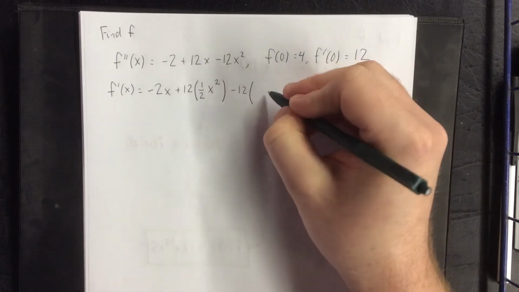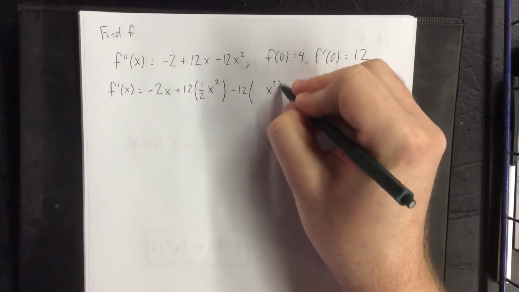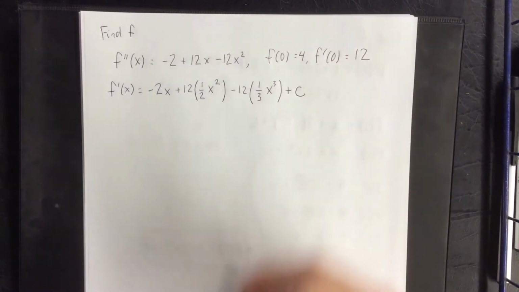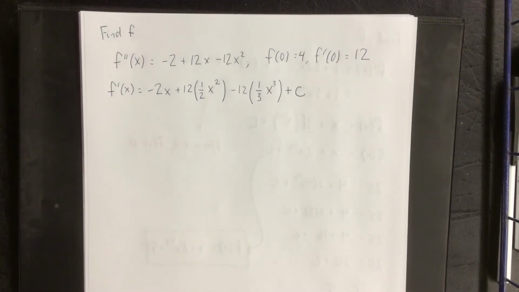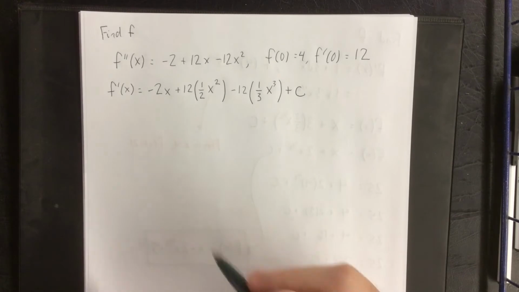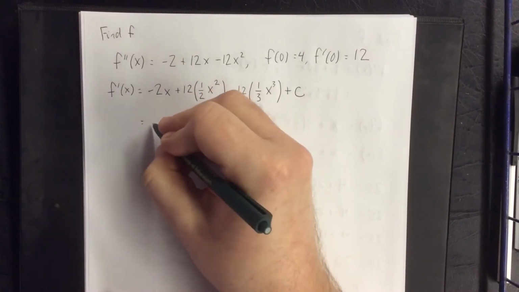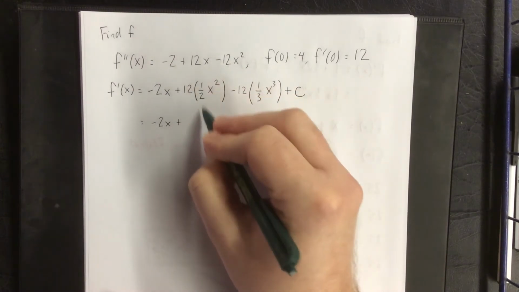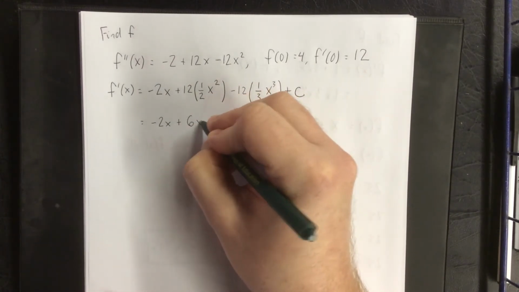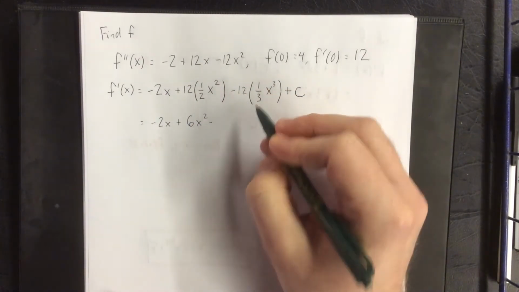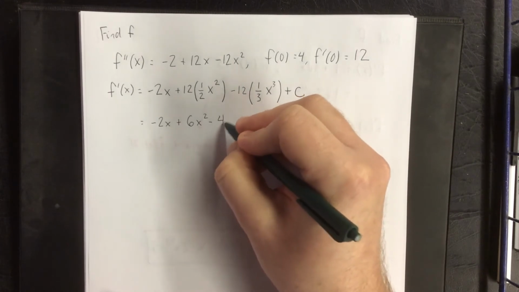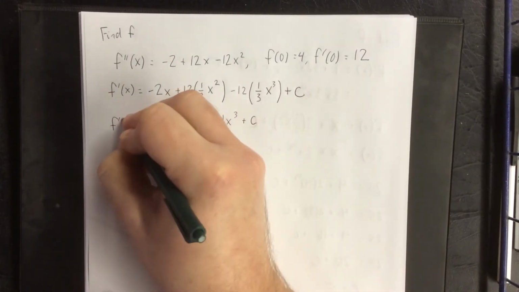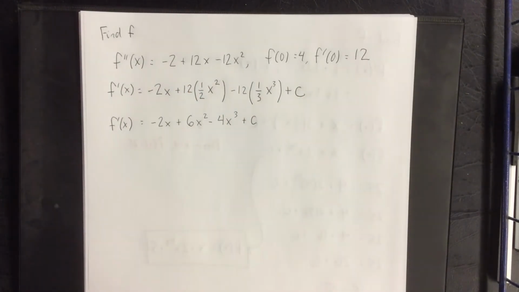Do the same thing for x squared. Power of x goes up by 1, multiply by the reciprocal of the power. Because our antiderivative is now done, we can tag on a plus c. I'm going to do one step of algebra to hopefully simplify this expression a bit. Simplify the 12 over 2, we get 6. Simplify the 12 over 3, and we get 4. And again, this is what f prime of x is equal to.